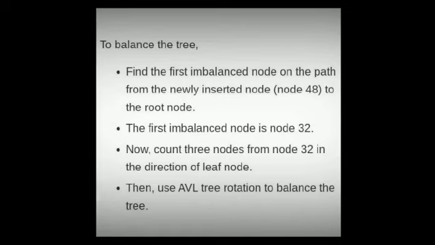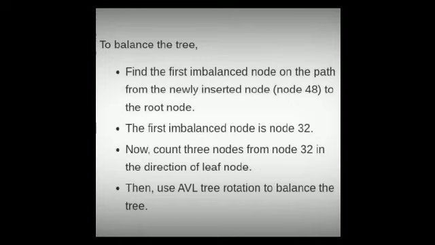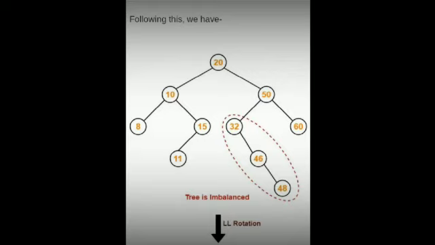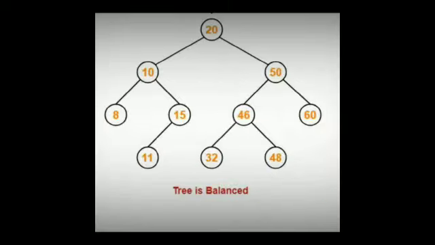In this, the rotation we follow is left rotation because the newly inserted node is in the right subtree of 32. By following this LL rotation, 46 becomes the parent of 32 and 48. We go for left rotation. Then we get a balanced tree with balancing factors 0, -1, and 0. The balanced tree is here. This is a balanced tree.